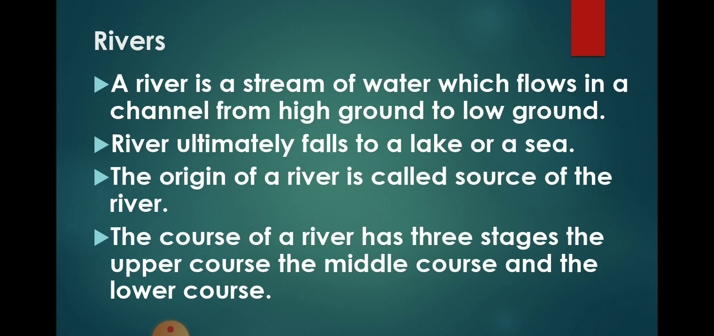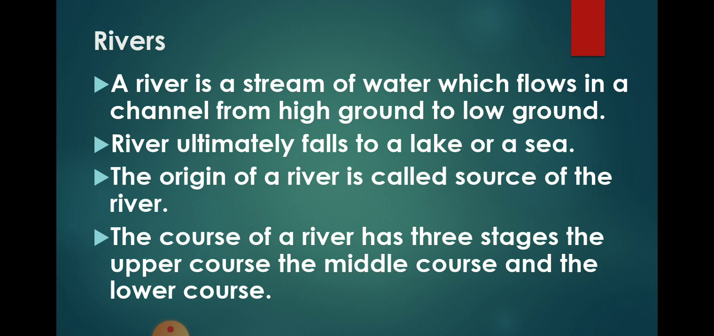The course of a river has 3 stages. Usually it is called the upper stage or the beginning stage, then the middle course. This upper course is also called the mountain stage. And the second one is called the middle course, usually when the river flows through the plains, and the maximum water will be concentrated in the middle course. And the last stage, that is the lower course, also called the delta stage, in which the river divides itself into different channels and it finally joins with a water body like an ocean, sea, etc. So this is the way in which the river flows.